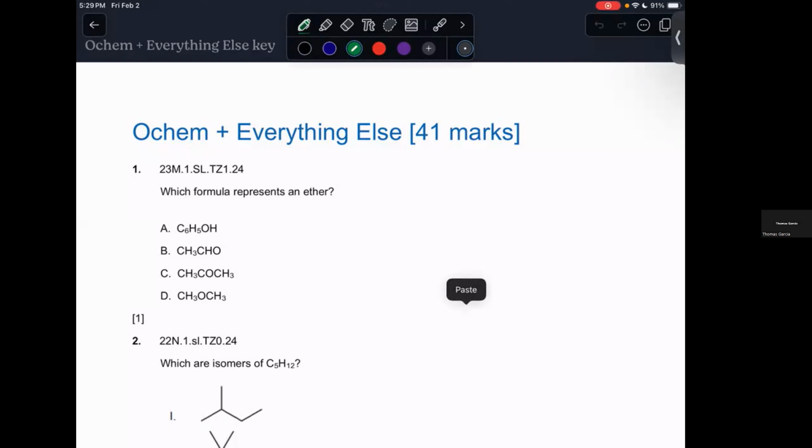So number one, which formula represents an ether? Now, when we're looking at ethers, we're looking for R, of course, representing some hydrocarbon chain. It can be anywhere from one to infinity hydrocarbons, really. But we're looking for the single bond to oxygen, single bond to carbon. This OH at the end represents an alcohol. So I know that's not it. CHO is going to represent our aldehyde.